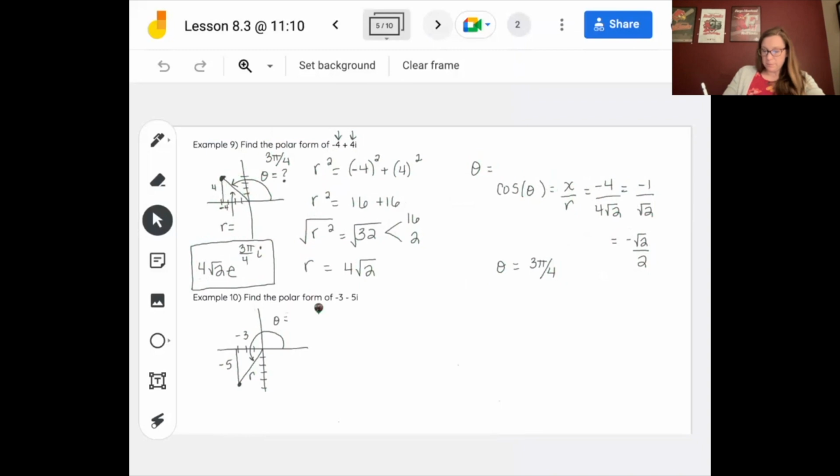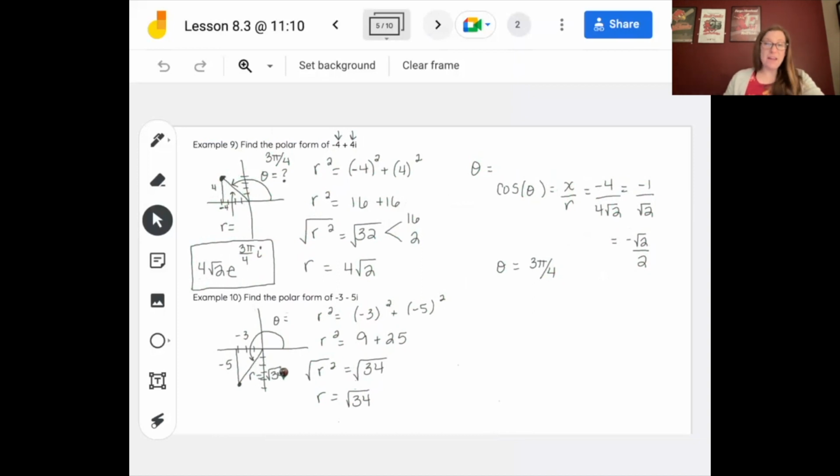I know that since I went 3 to the left and I went down 5, we can use r squared is -3 squared plus -5 squared to solve for our radius. See here, 9 plus 25, r squared is 34. So our radius has to be square root 34. It's not divisible by a perfect square. It's 17 times 2, and neither of those are a perfect square number.